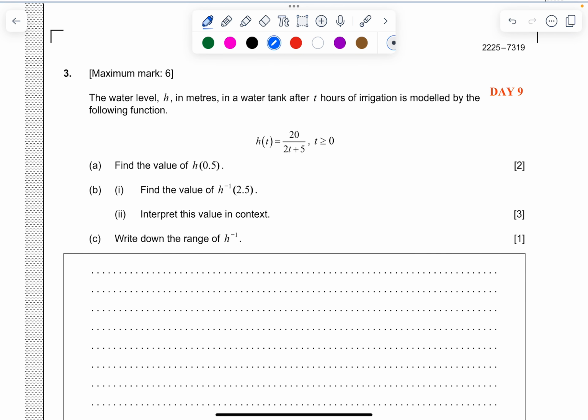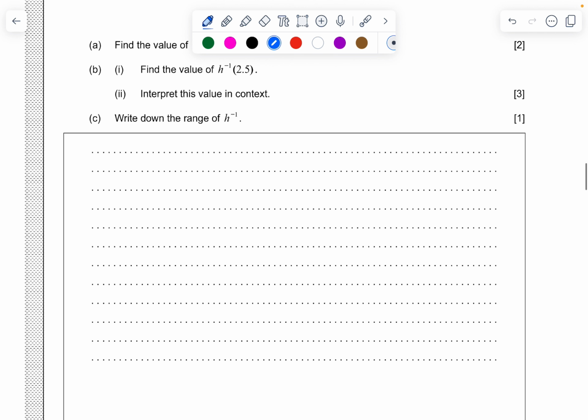Question number 3. The water level is given by this much. Find the value of H of 0.5. So H of 0.5. Just plug in 0.5 in there. 20 divided by 2 times 0.5 plus 5. What is it going to be? It's going to be 3.33 meters. Next, part B. Find the value of H inverse of 2.5.